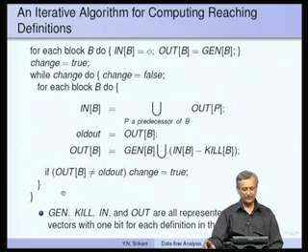So, as long as the blocks keep changing, we need to iterate, and once none of them change, we come out. So, this is the way the algorithm computes these values. Gen, kill, in and out sets are all represented as bit vectors with 1 bit for each of the definitions in the flow graph. So, all these operations of union, minus, etcetera become bit vector operations.